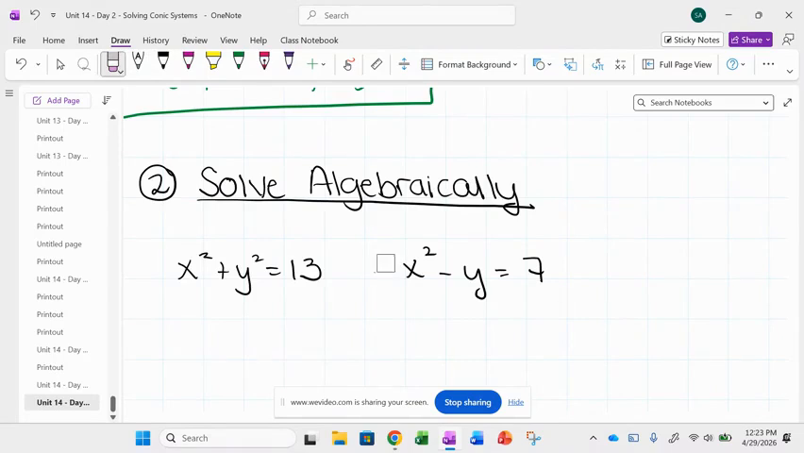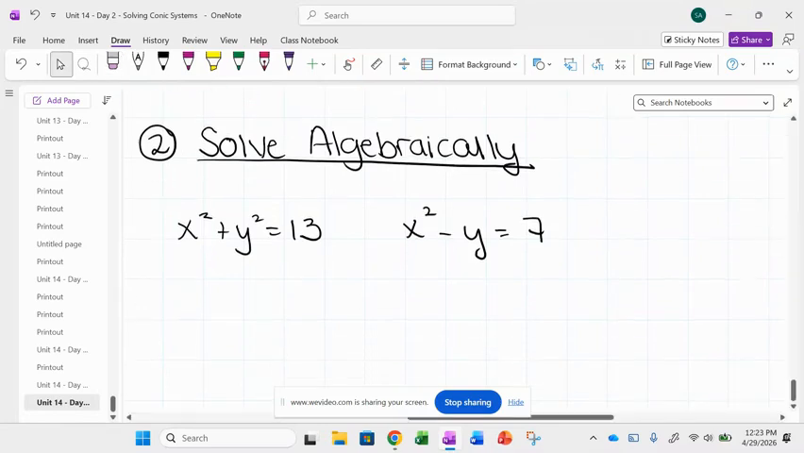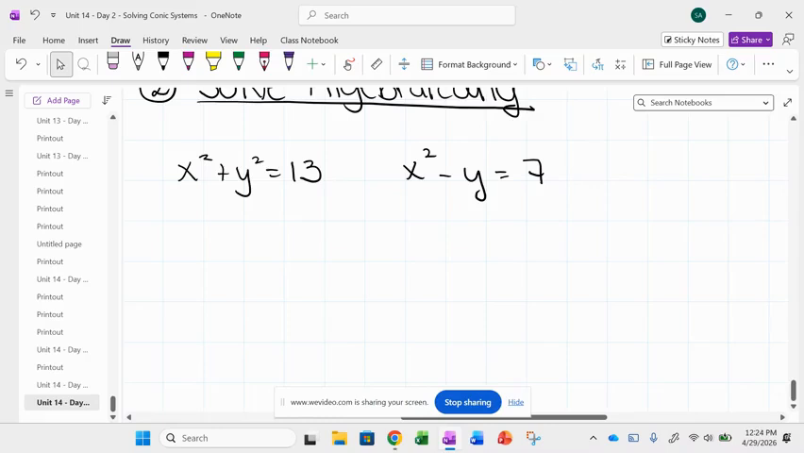Can someone tell me why I would be able to solve this through elimination? Does anybody know? Tyler? Good. They each have an x squared. Because they have even one variable that's considered like terms, we can use the elimination. So let me show you how. Could we still use substitution if we wanted to? Yeah, for sure. But let's go try elimination.